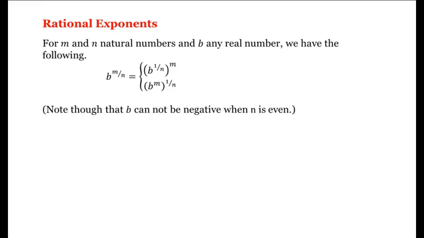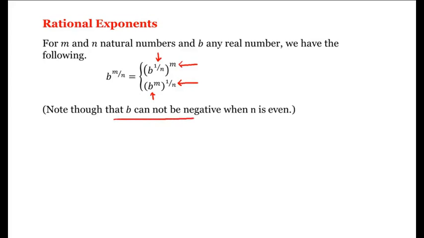Let's look at rational exponents. For m and n natural numbers and b any real number, we have the following: that b to the m over n is either one of these. We can either take the nth root of b first and then raise that to the mth power, or the other way around. We can raise b to the mth power and then take the nth root of that.